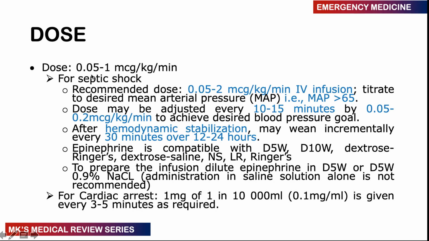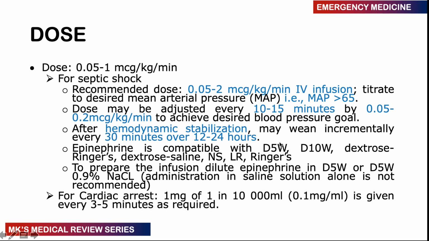So what's our dose? 0.05 to 1 microgram per kg per minute. If we are using it in septic shock, our recommended dose is 0.05 to 2 micrograms per kg per minute. An IV infusion then that you titrate according to your MAP, and you make sure that your MAP is above 65. Remember, you adjust the dose every 10 to 15 minutes by about 0.05 micrograms to 0.2 micrograms per kg per minute to achieve your desired blood pressure goals. After hemodynamic stabilization, you begin to wean them off every 30 minutes over 12 to 24 hours.